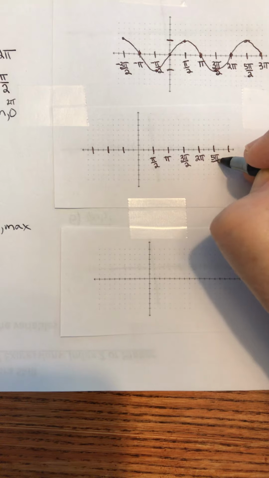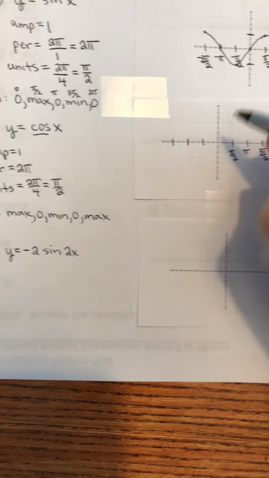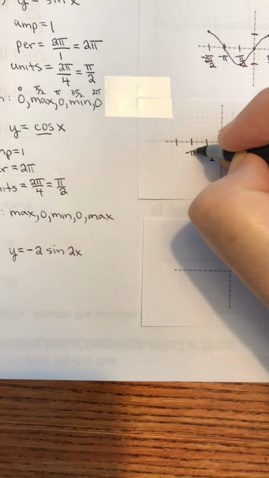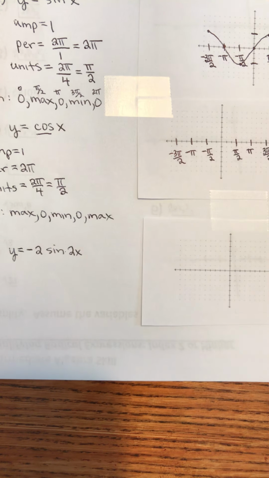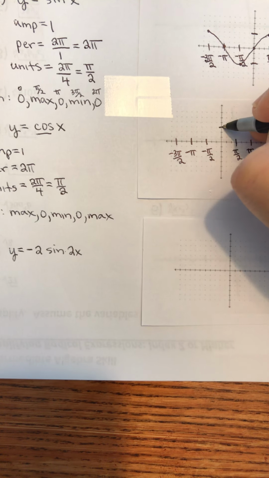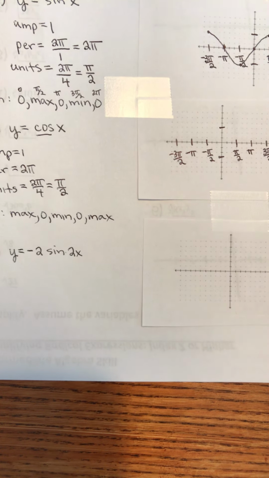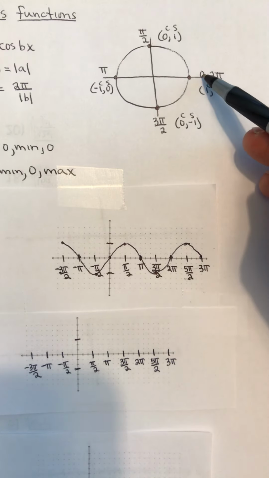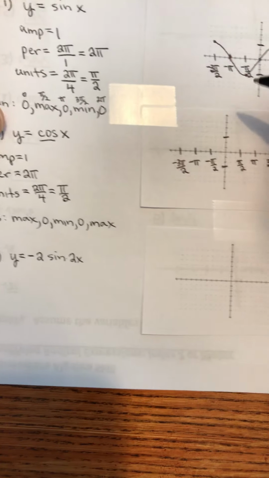Just going by pi over 2 units. Then in the opposite direction, negative 1 pi over 2, negative 2 pi over 2, negative 3 pi over 2. And because this is a cosine curve, again, I'm just going to use 3 little marks to represent one. Cosine starts at a maximum because the cosine at 0 radians or 0 degrees is 1. So that's my maximum.